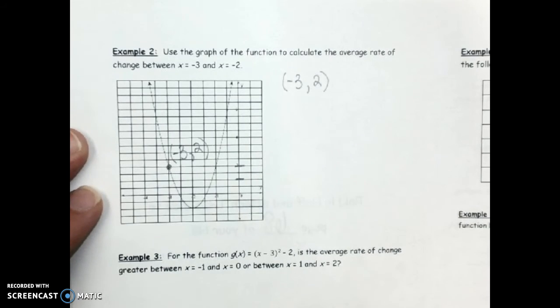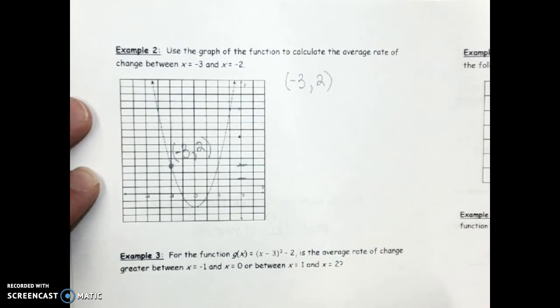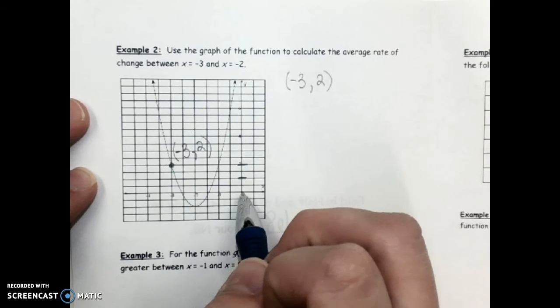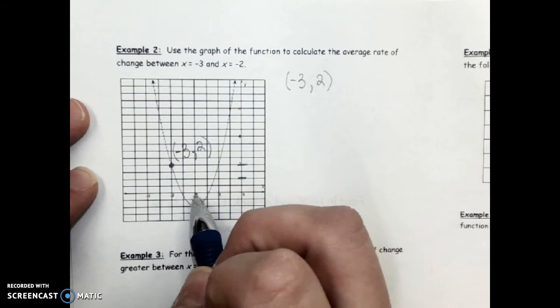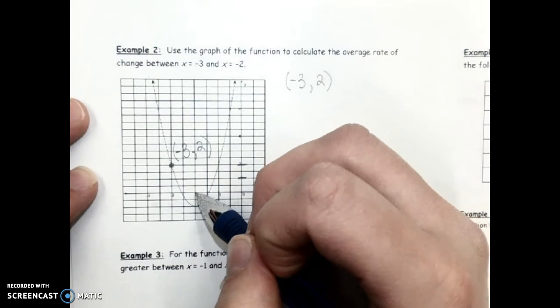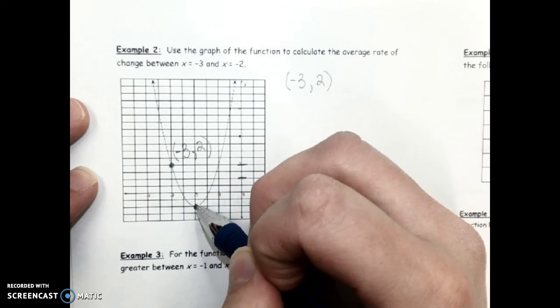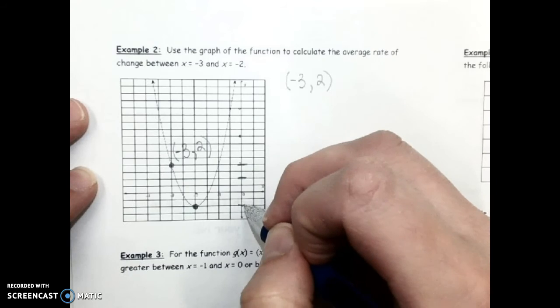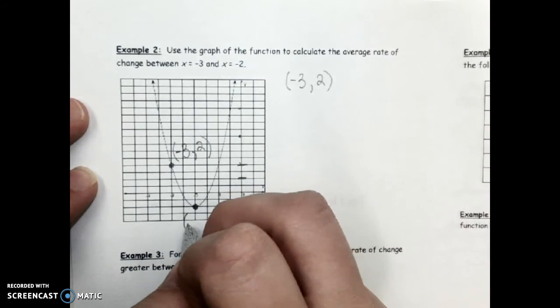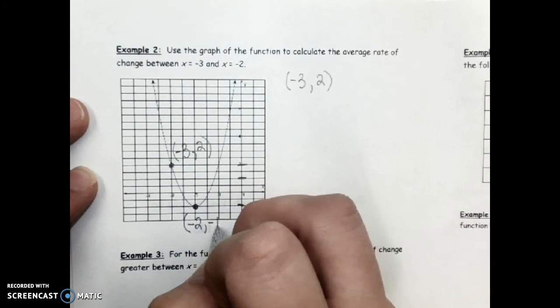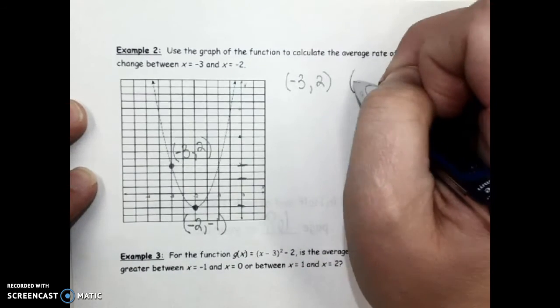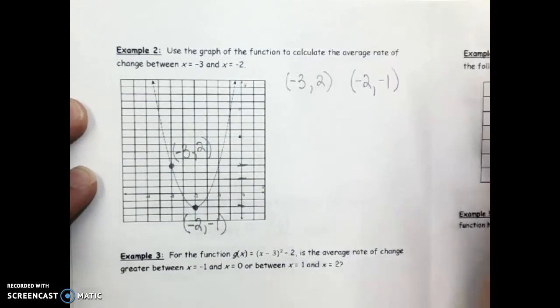Now you need to find the y value for x equals negative 2. This is 0. This is negative 1. This is negative 2. Well, where's the graph? It's right here. That's not 1, 2 because of how the graph is done. That is 1. This is the point negative 2, negative 1. So here are the 2 points that you're trying to find the slope between.